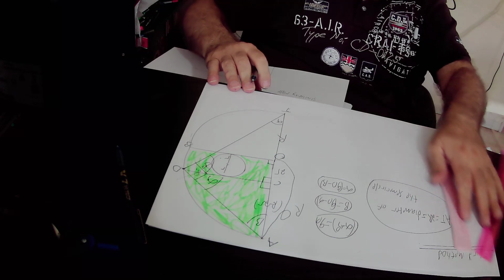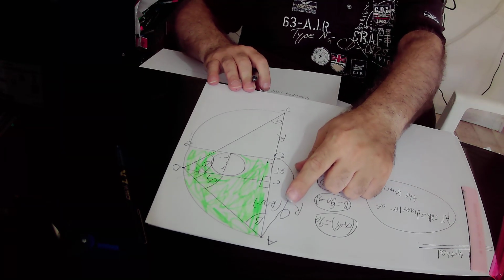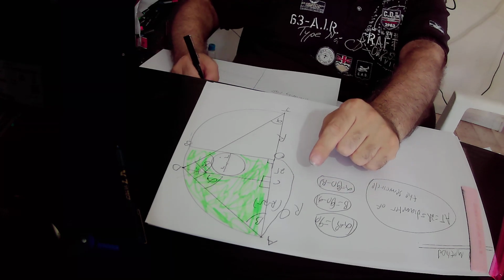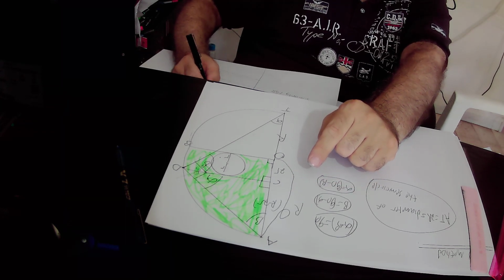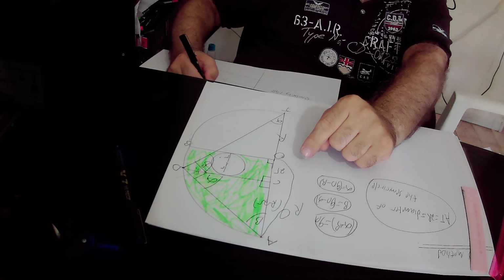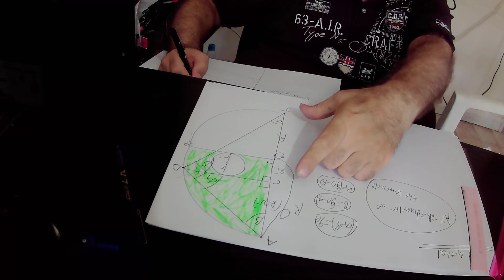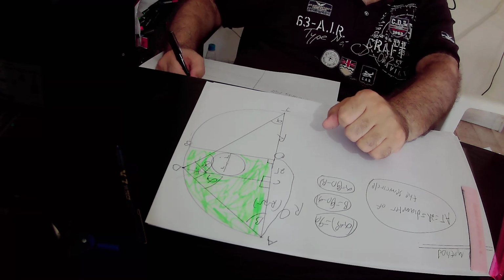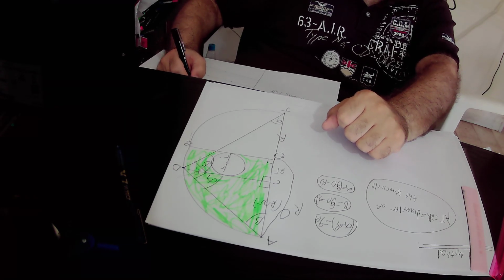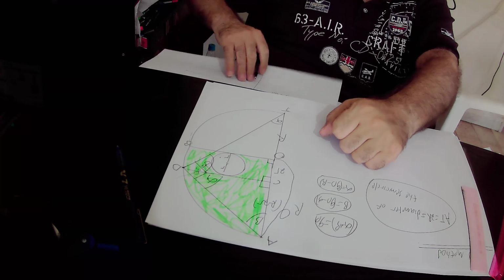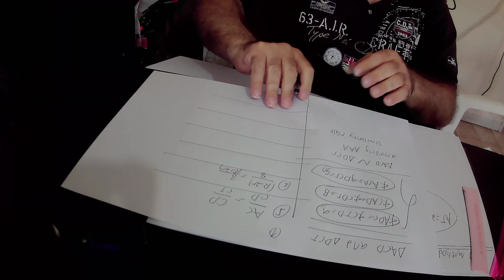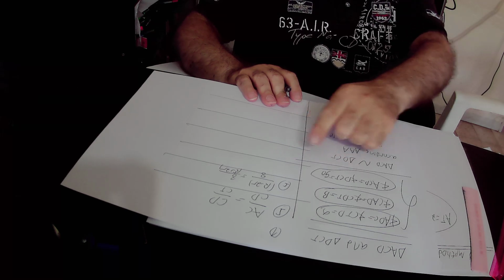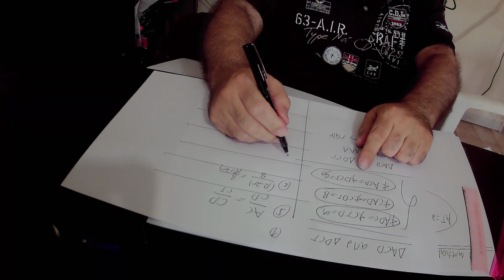AC equals to capital R minus 2R, CD equals to 8, and CT equals to 2R plus capital R. So in conclusion, we found out that according to equation number 1, capital R minus 2R over 8 equals to 8 over capital R plus 2R.